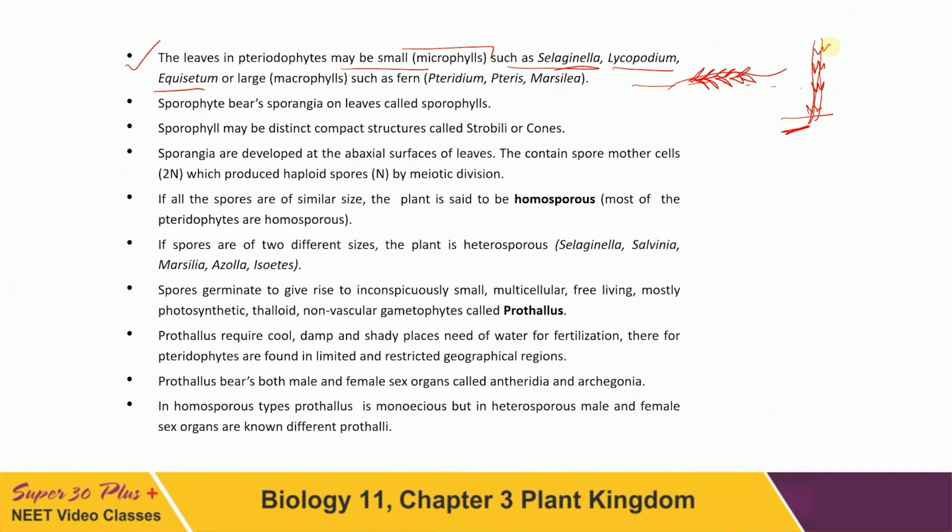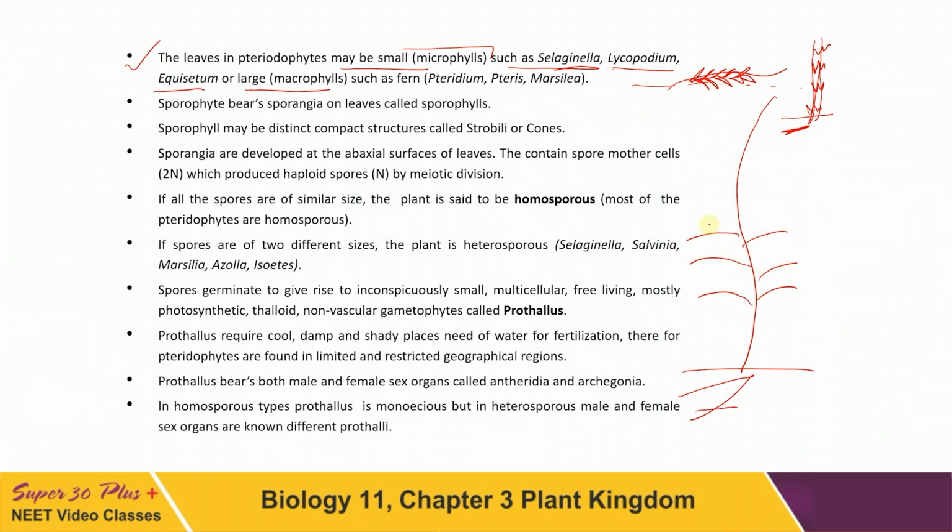Some of the pteridophytes have large leaves. The leaves may be even up to 1 meter. You see, this is the underground stem, that is rhizome, and the leaves are fan-shaped leaves.